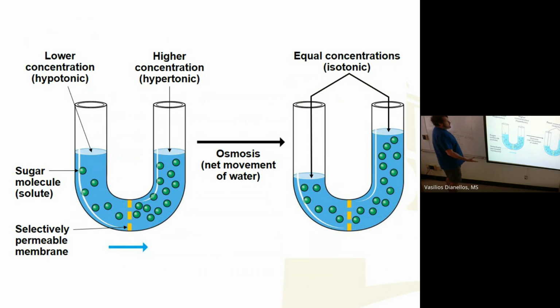But what's happened is, because of the water movement, now we have less water on the left side, more water on the right side. So on the left side, it became more concentrated as the water left, or the solute didn't. And on the right side, it became less concentrated as the water came in and the solute didn't go anywhere. Make sense? No? All right, we'll do it a different way.